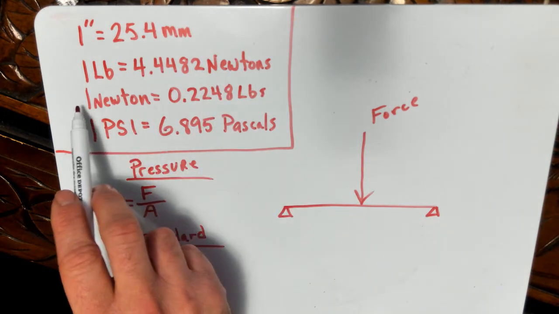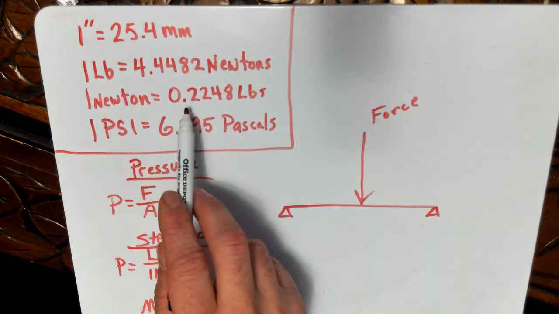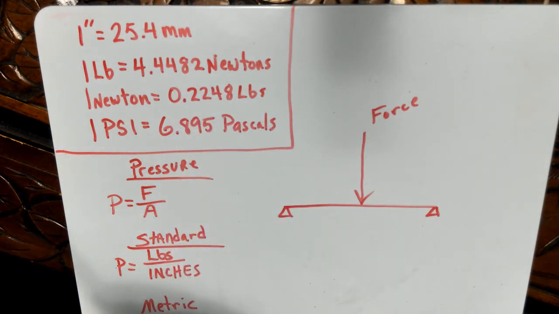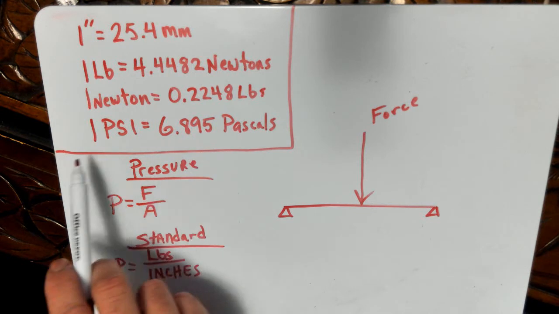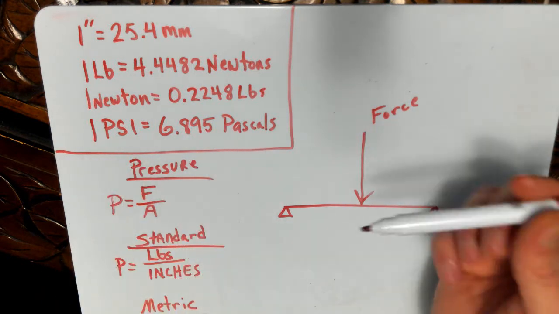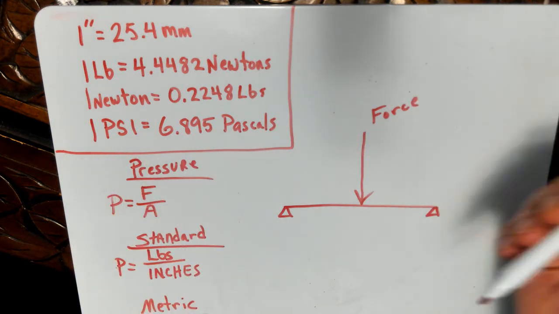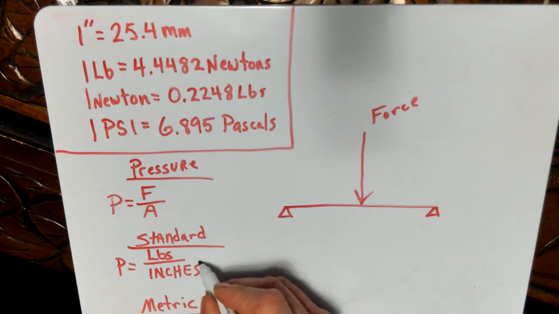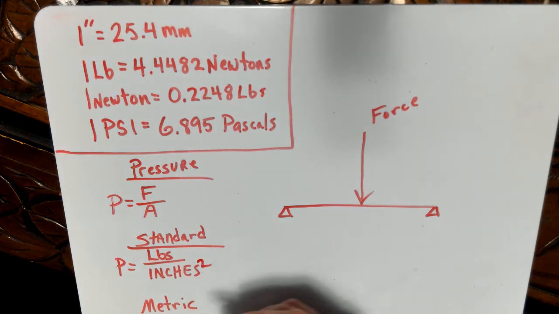And down here's the same conversion. It's just saying 1 newton is equal to 0.2248 pounds, okay? Then we'll get into pressure here in just a moment. Because when you have a force, you have the area, and again, in standard it's inches, square inches. And in metric, it's going to be meters square. All right. Now, you could have different things, but these are the standard ones we're working with.